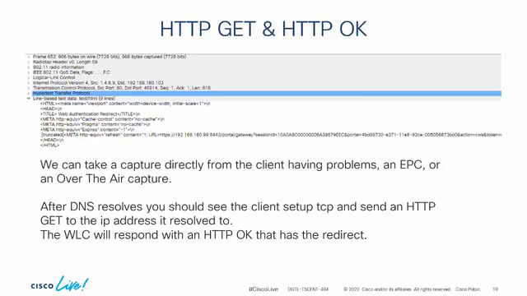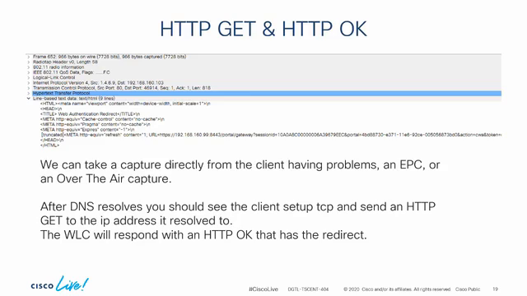After the first DNS request, the client will set up TCP and send an HTTP GET. The controller will then send an HTTP OK with the redirect. Here's a shot of the packet with the redirect and the HTML part. If the client doesn't receive this packet after TCP sets up, we would need to chase it through the network.